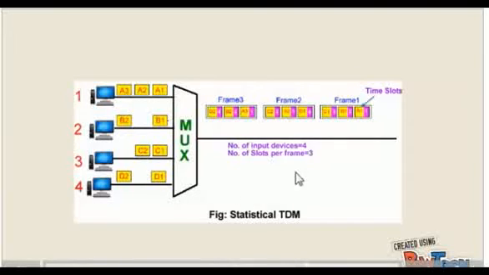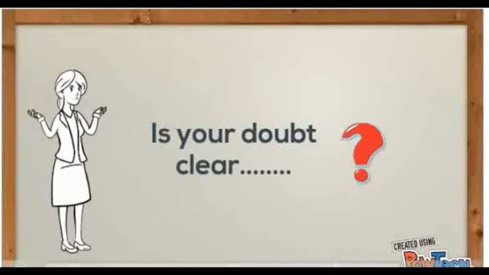The number of input devices is 4 and the number of slots per frame is 3. Hope your doubts related to statistical time division multiplexing are clear. But you may wonder how statistical time division multiplexing improves efficiency over synchronous time division multiplexing.